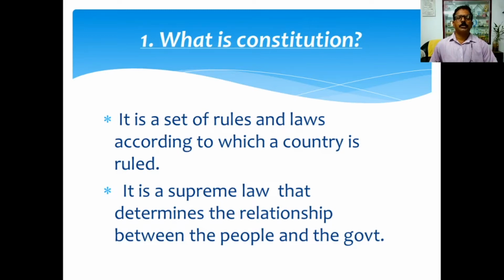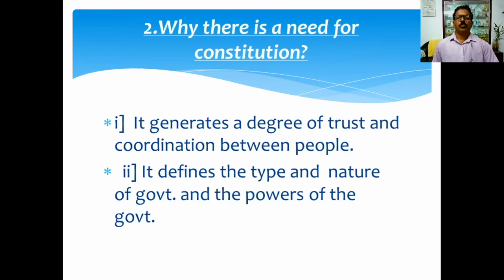We know that we have traffic rules. If we follow traffic rules, there can be a smooth flow of traffic and we can avoid accidents. So there are rules and regulations in the society, there are rules and regulations in the school. So the Constitution also is a set of rules which the people and the government are supposed to follow. So let us move on to the next question. Why is there a need for Constitution?